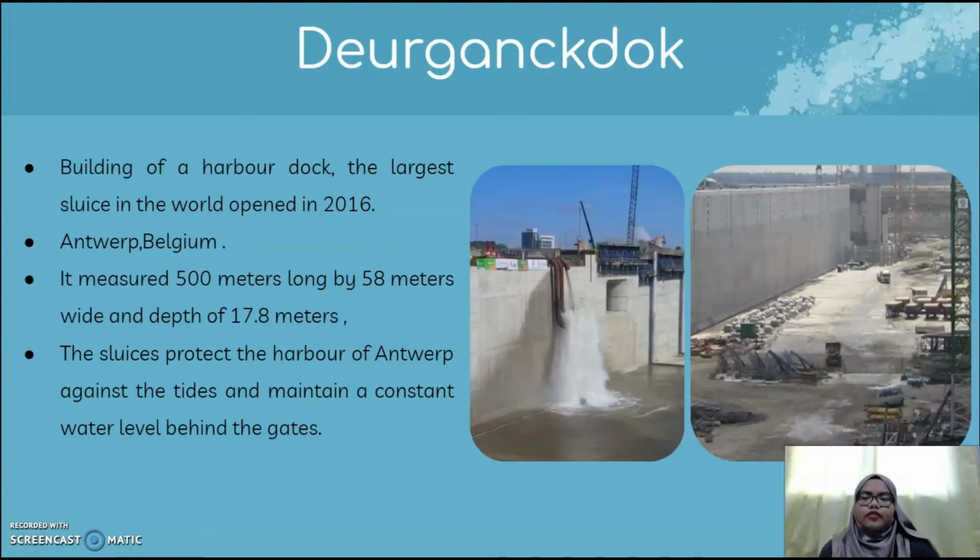Next, Deurganckdok. It is a harbor dock, the largest sluice in the world, opened in 2016 in Antwerp, Belgium. It measures 500 meters long by 58 meters wide and 17.8 meters deep, which makes it the largest in the world in volume. The sluice protects the harbor of Antwerp against the tides and maintains a constant water level behind the gates.